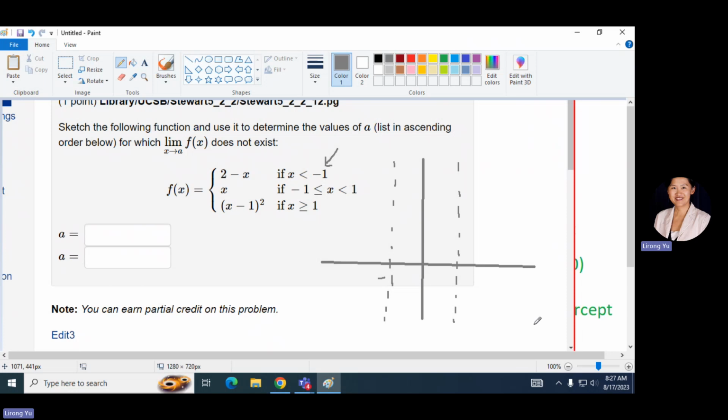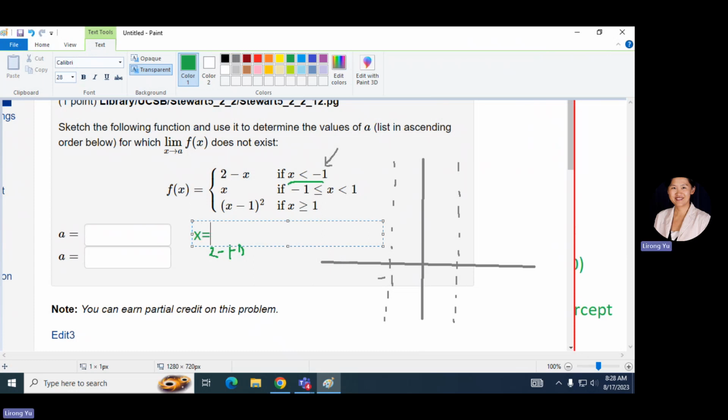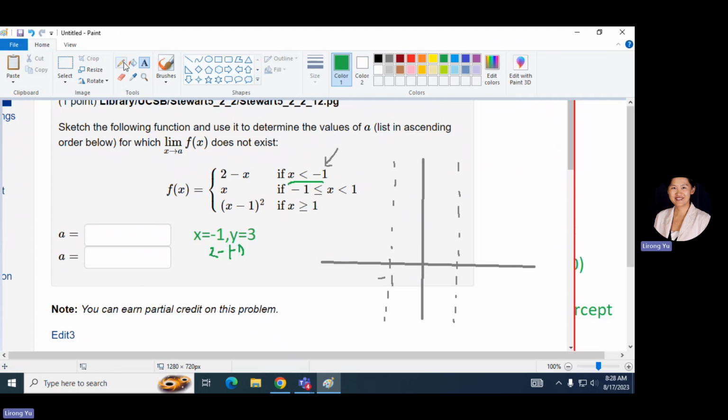Let's start drawing the first piece. For x less than -1, we have 2 minus x. We can only use x values less than -1, so we can take, for example, -1: 2 minus -1 is 3. So if x equals -1, y would roughly equal 3 for the left piece. We find -1 and we find the point at 3.